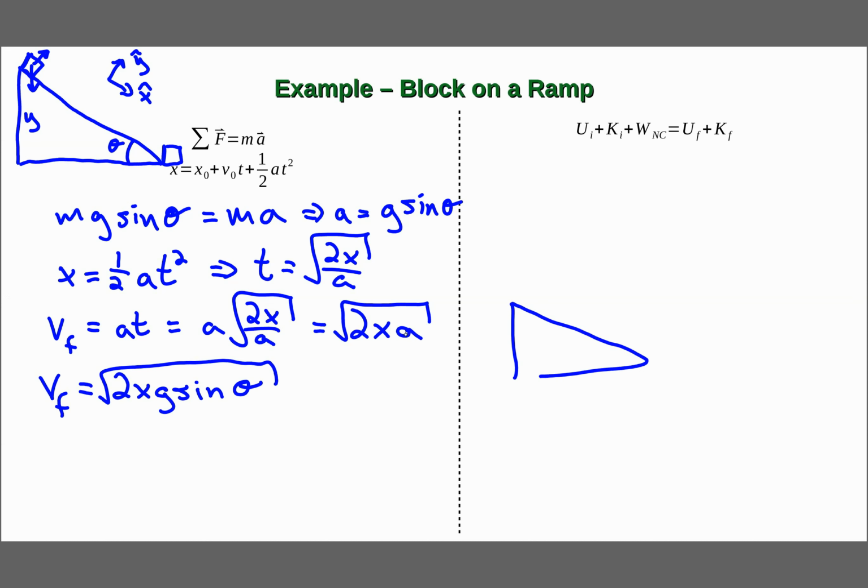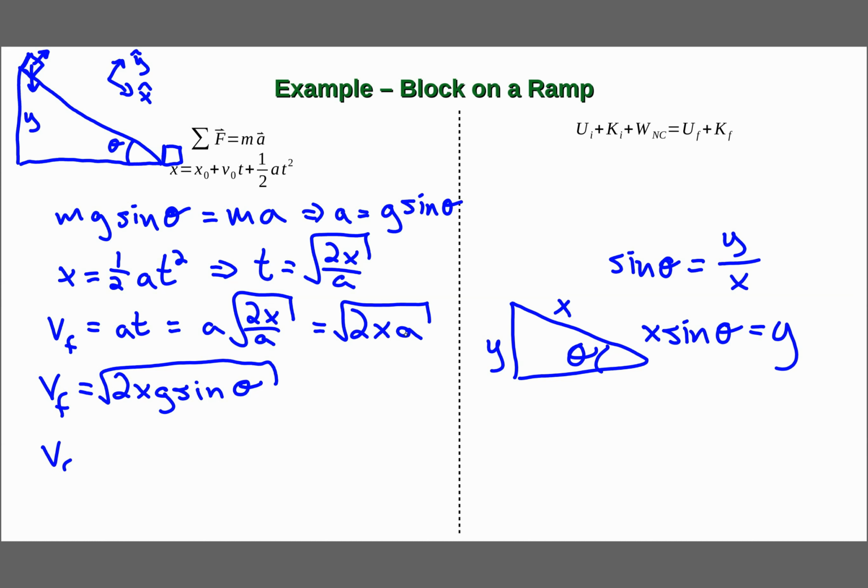But remember, if my ramp looks like this, like it does in the picture up here, and this is x, and this is y, remember SOHCAHTOA tells me that sine theta is opposite over hypotenuse. So opposite y over hypotenuse x. And that tells me that x sine theta equals y. And that's in my equation over here, right? I have x and I have sine theta. So then V_F equals the square root of 2gy.